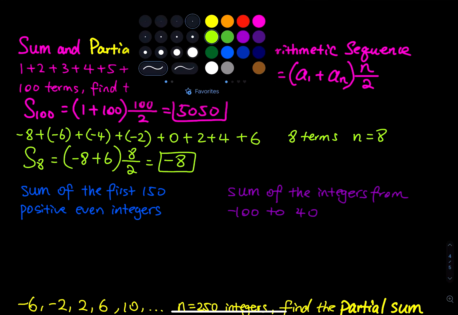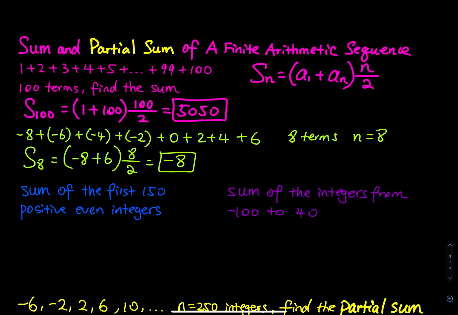Okay, so let's write the sum out. So what is the first positive even integer? So it's the first 150 positive even integers. So the first positive integer is 2, right? And then what else do we have? We have a 4, and then a 6, and then an 8, and then a 10, and then we keep on going until we reach what? Until we reach 300, right? 300. All right.